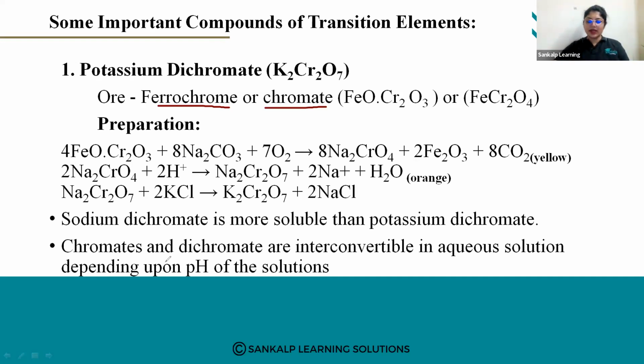Potassium dichromate is the primary standard. It is used in volumetric analysis. Most of the oxidation reactions also make use of potassium dichromate. It is a good oxidizing agent. So these are some of the important points for manufacture of dichromate. Remember these three steps are very important, and which is the ore which is used. I hope this is clear.